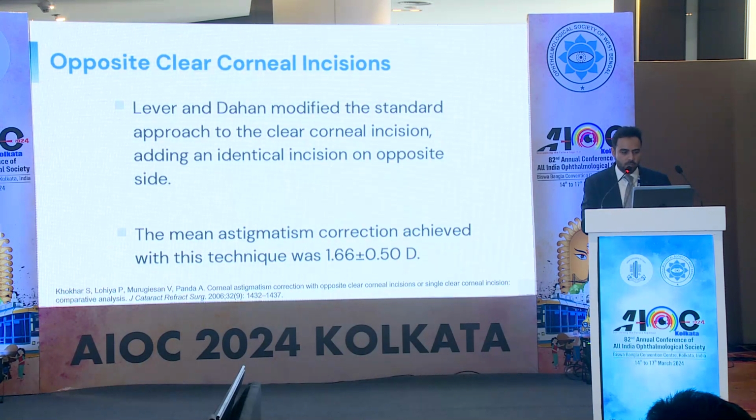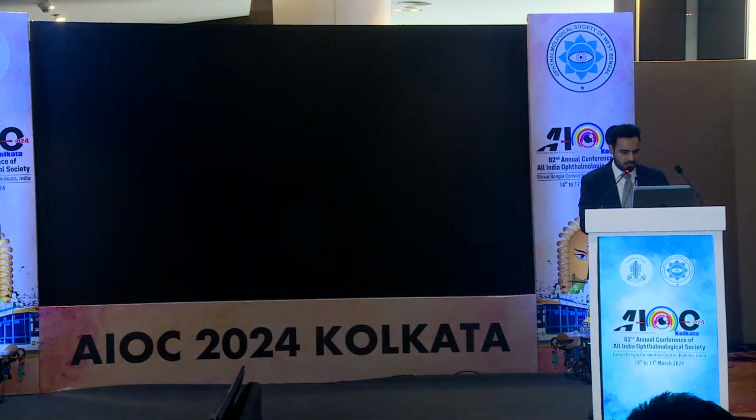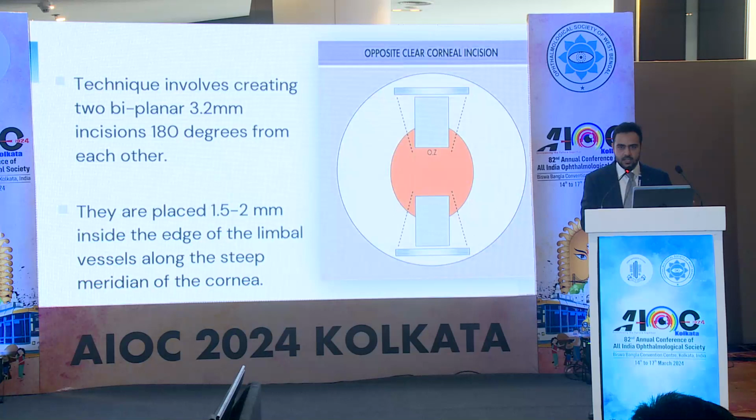So the other concept is opposite clear corneal incision. This was a concept given by Lever and Dahan, and they modified the standard approach of the clear corneal incision, adding an identical incision on the opposite end. So this usually corrected 1.66 plus minus 0.5 diopter of astigmatism. The technique involves creating 2 biplanar incisions, but in SICS we can just add another incision on the opposite end wherever we are operating, just to correct the amount of astigmatism that we want to correct. The problem with this is that there is lack of predictability and absence of nomograms, but it usually corrects around 1.5 diopter of astigmatism.